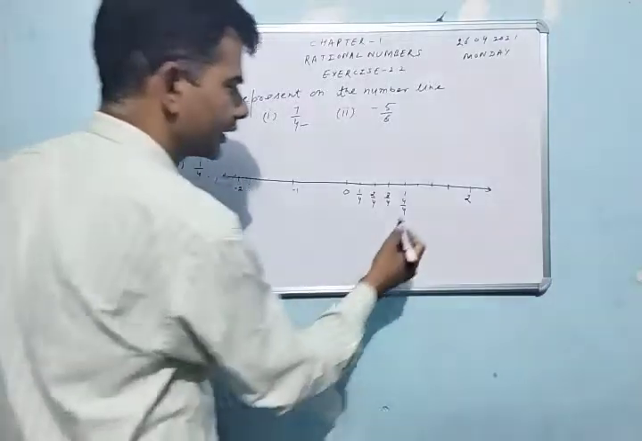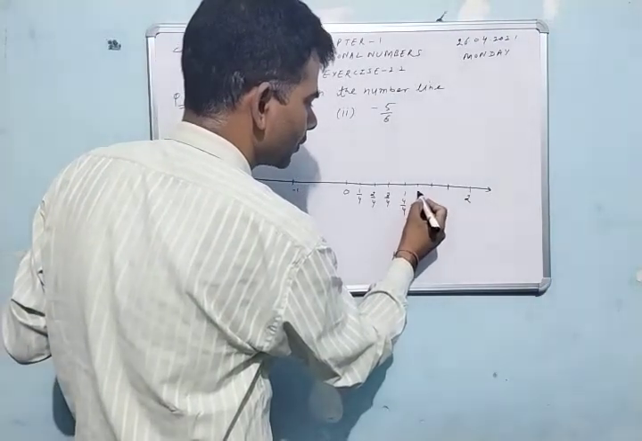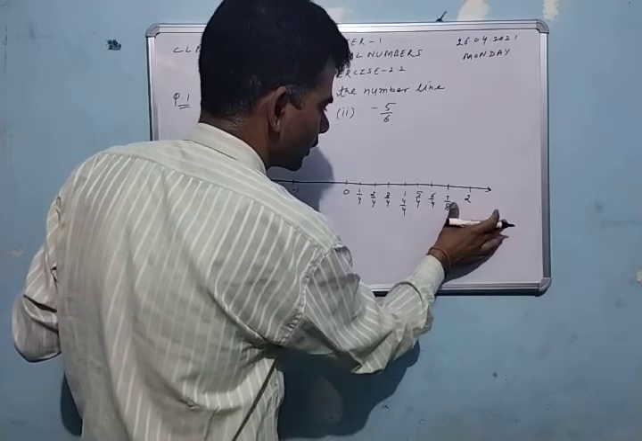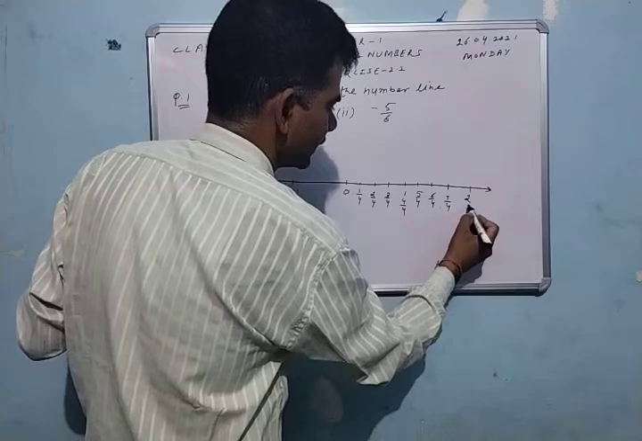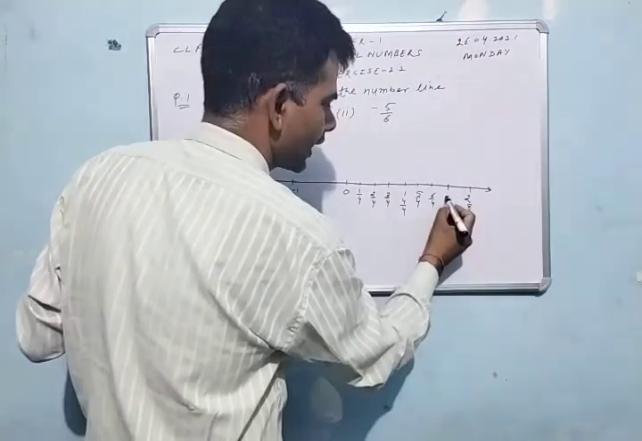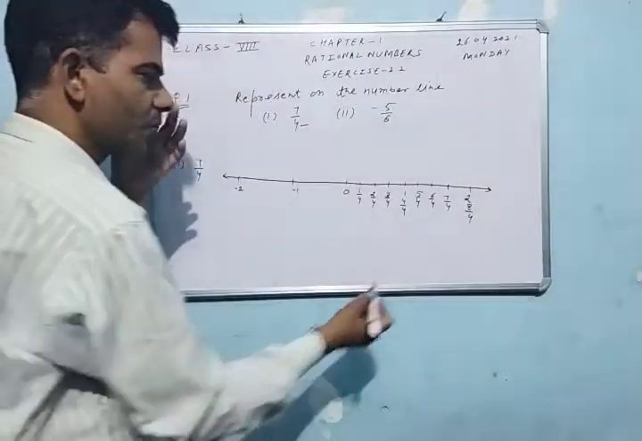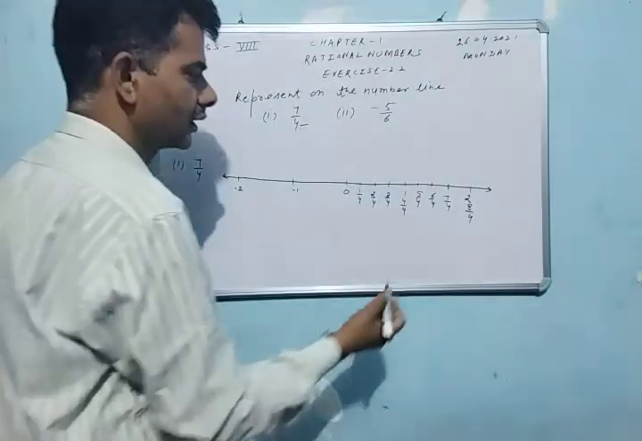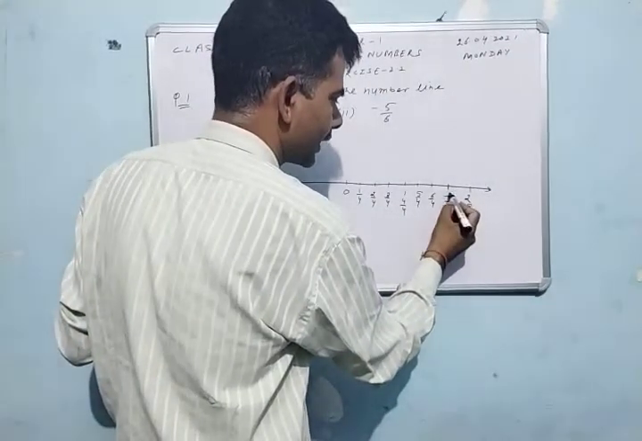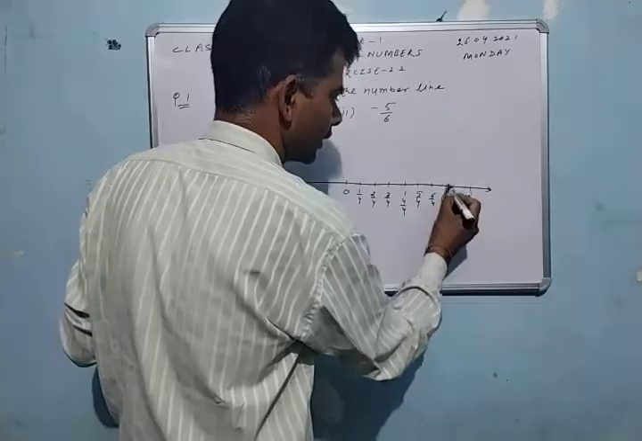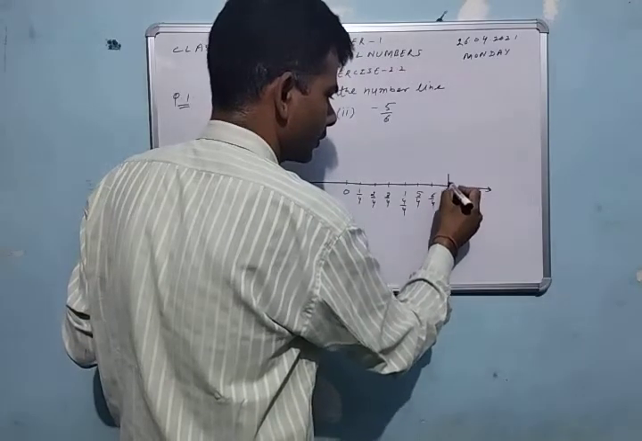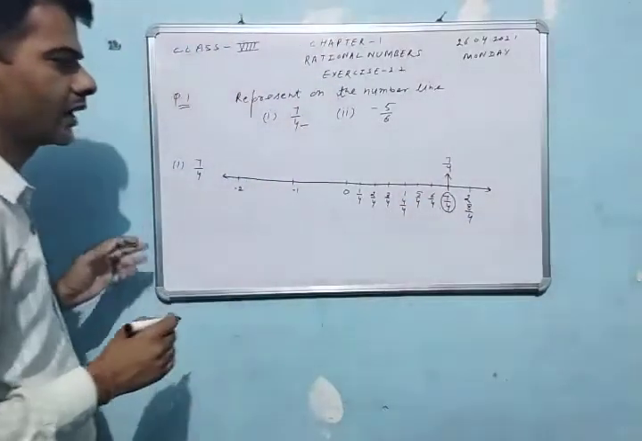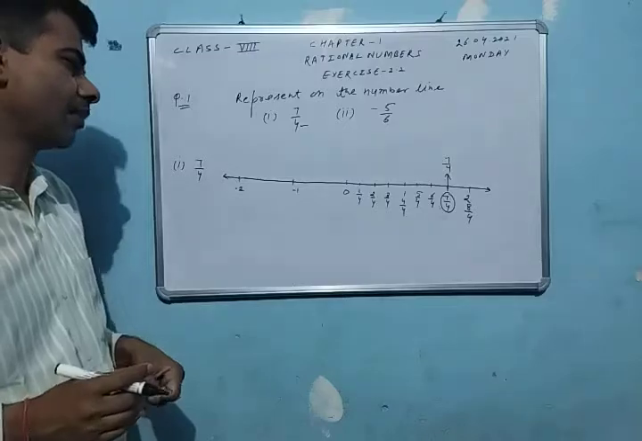Now students, the points become 5/4, 6/4, 7/4, and 8/4. As you know, 8/4 is equal to 2. Now we have to represent 7/4 on the number line. That is 7/4, and you have to mark it. Students, any doubt, any problems? Please note it down.